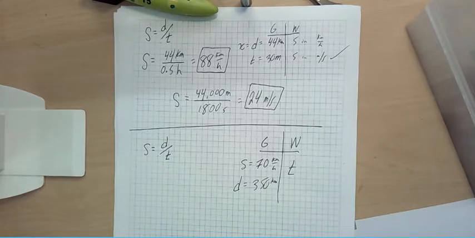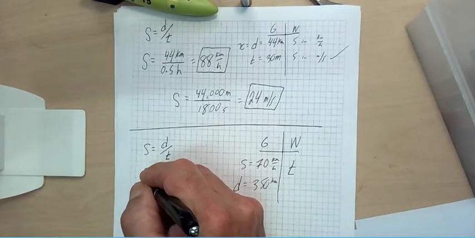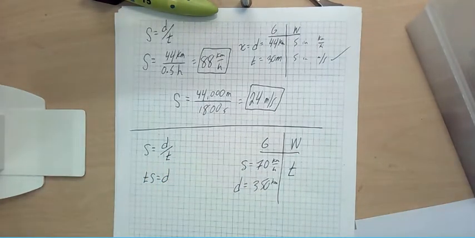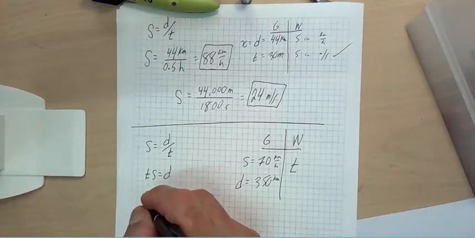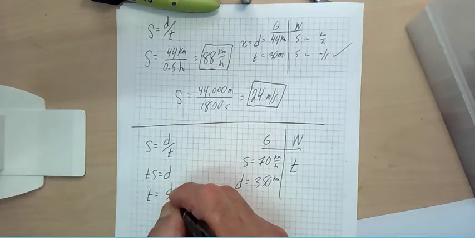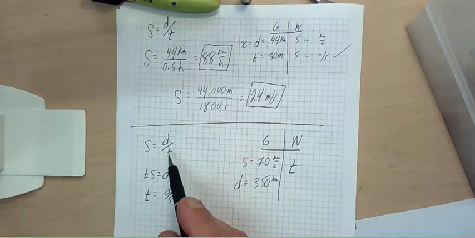And I want time alone. So I'm going to multiply both sides by t, so that I get t times s is distance. But I'm looking for t, so I'm going to divide by s, and I get t is distance divided by speed. That's what I mean by solve it algebraically first.